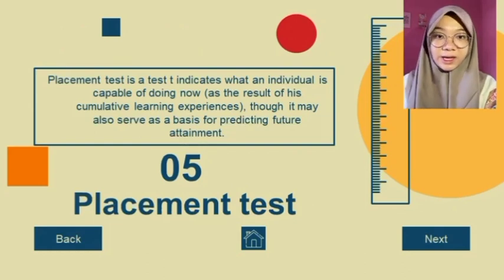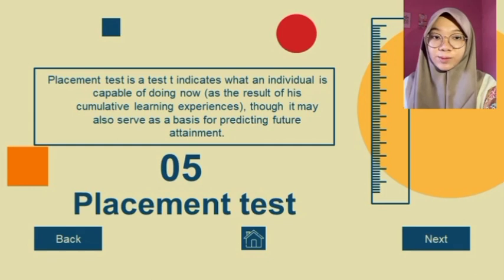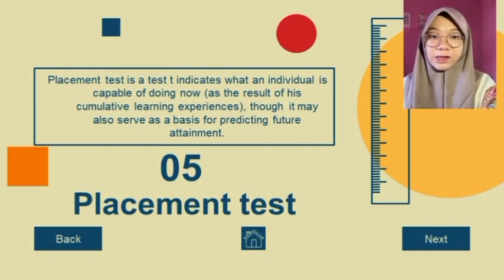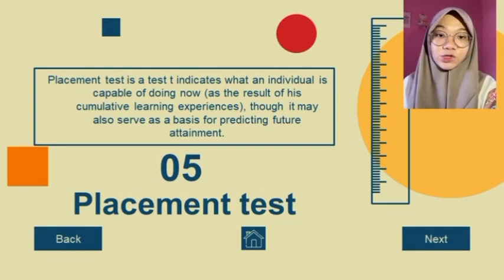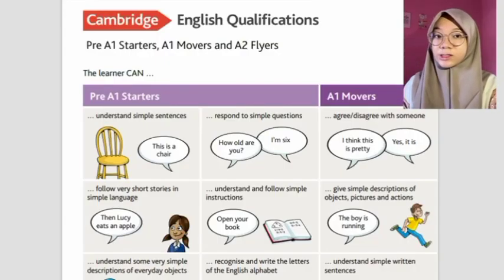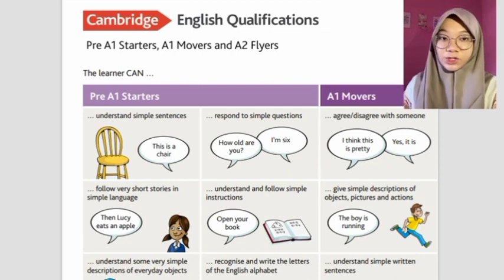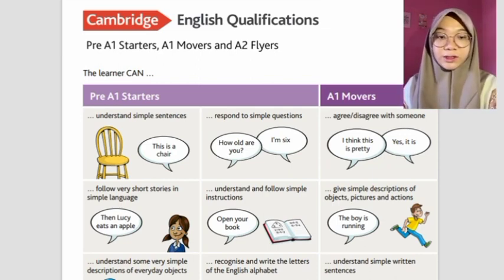Next is placement test. Placement test is a test to indicate what an individual is capable of doing now or as the result of his cumulative learning experiences, though it may also serve as a basis for predicting future attainment. For example, as you can see here, pre-A1 starters, A1 movers, and A2 flyers tests are the perfect introduction to internationally recognized language assessment for children in primary and lower secondary education.